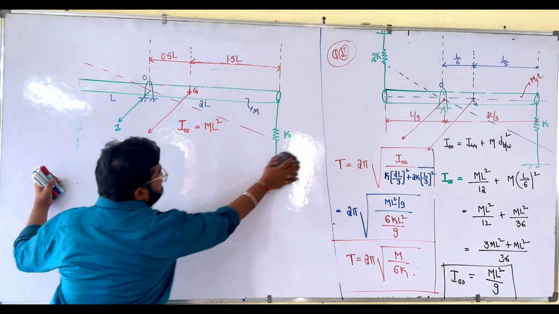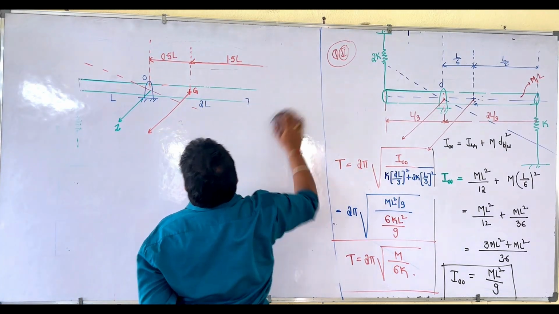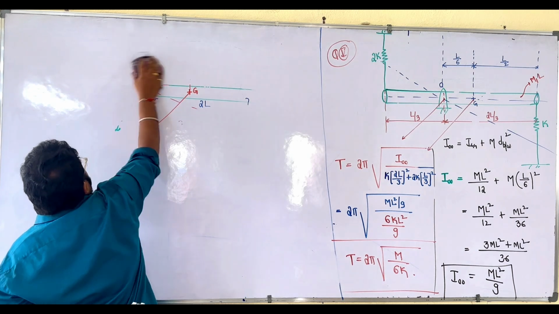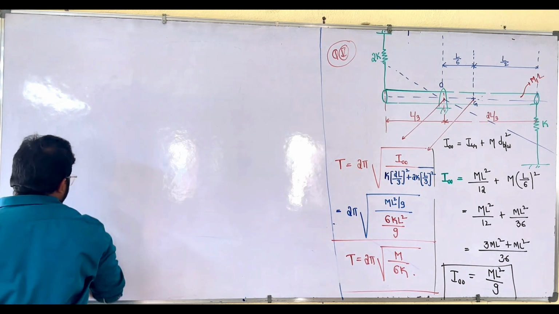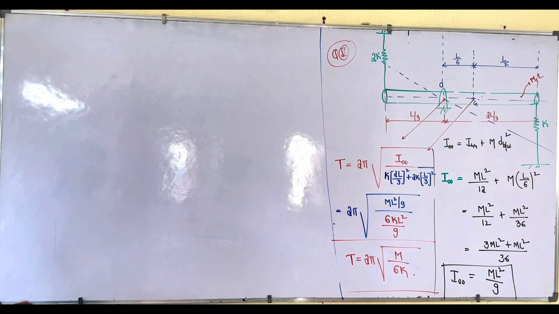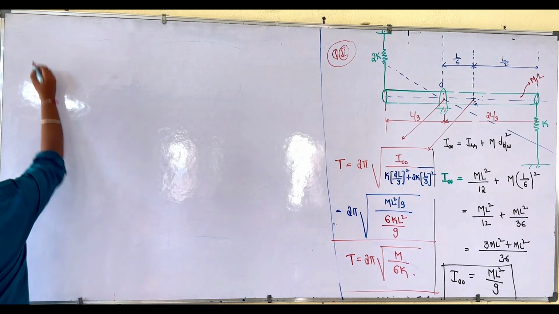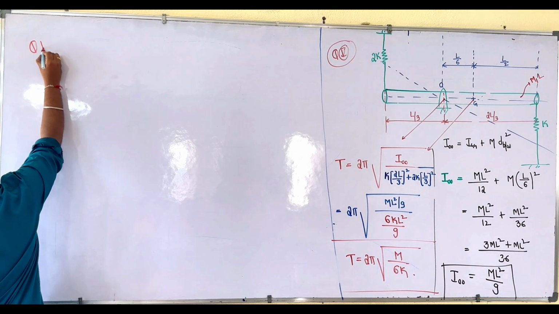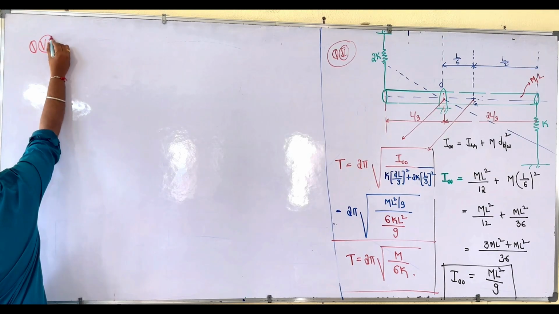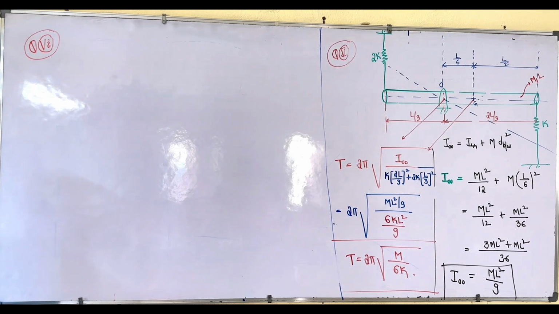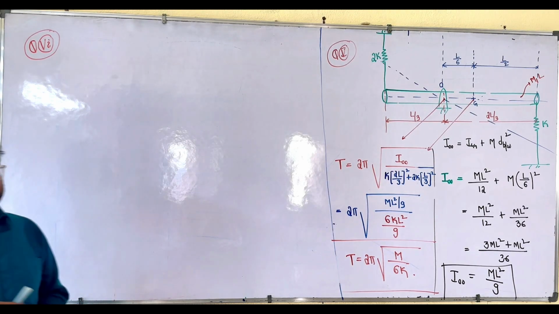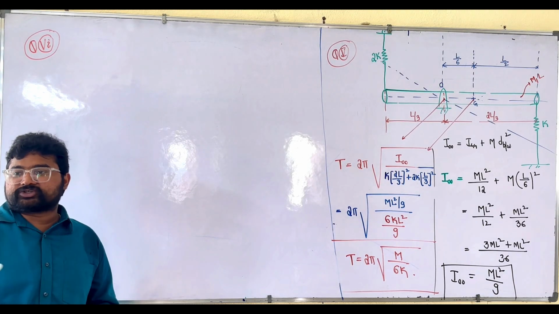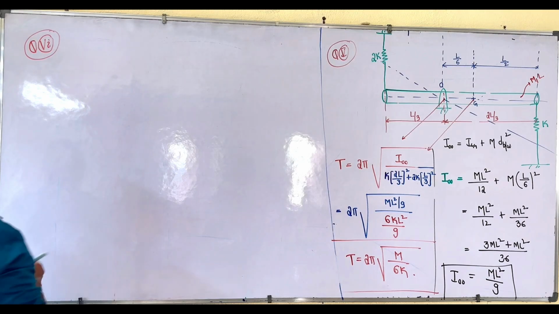The mass moment of inertia of the rod is done. Now we need to talk about the solid disk. What is the solid disk's mass moment of inertia? If it is rotating about the z axis, for a solid disk it is mr square by 2.